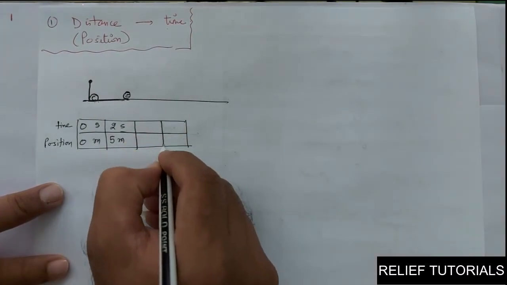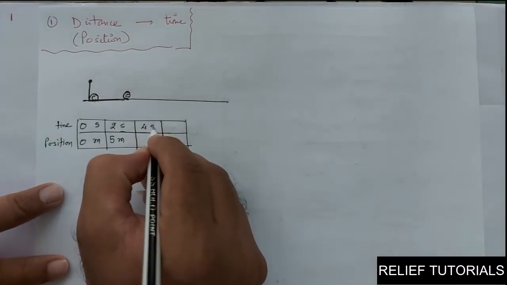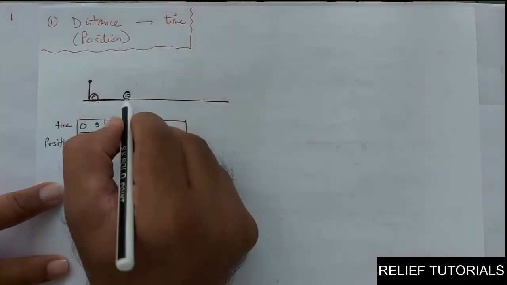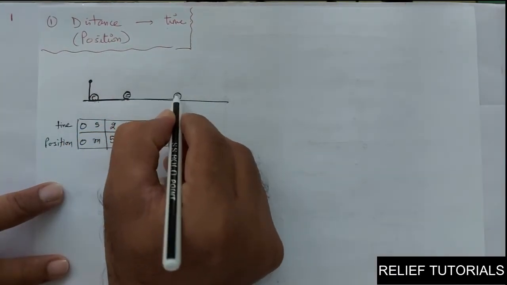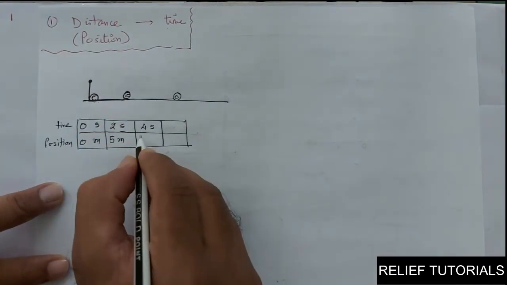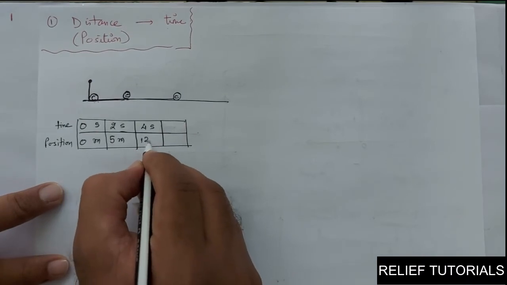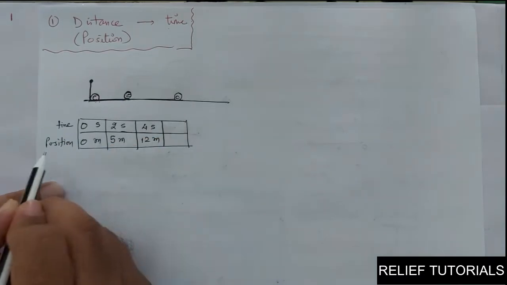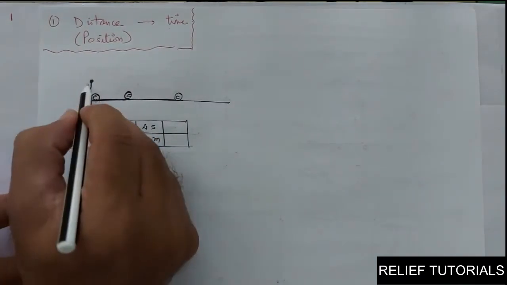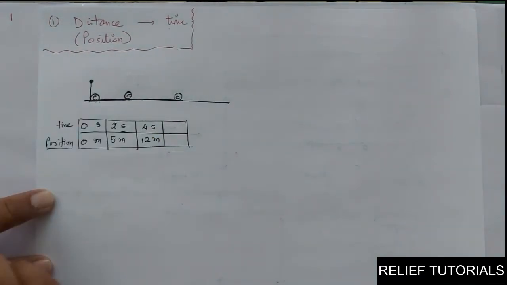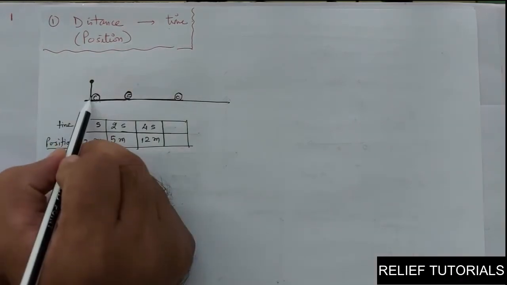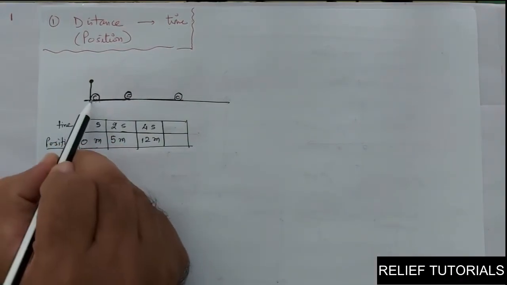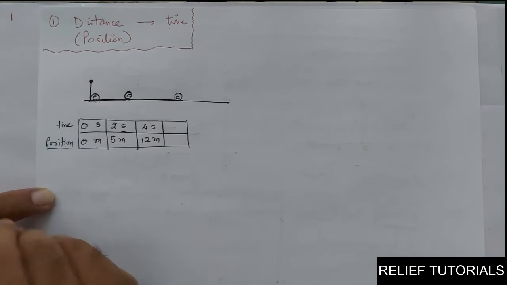One more 2 seconds passed, 4 seconds total time. After 4 seconds the car is here, moving faster, and it is 12 meter away from the reference point. See, here you are describing position. Position is always described with reference to a reference point. So from the reference point, first of all the position is 0, then it is 5, then it is 12.